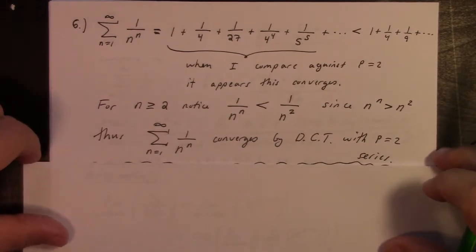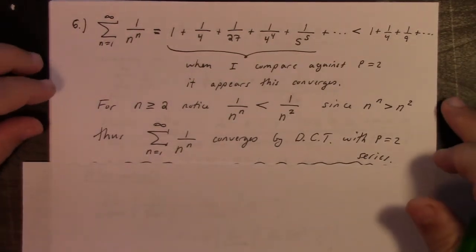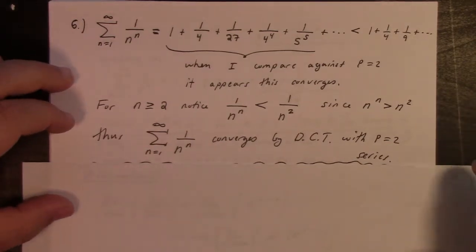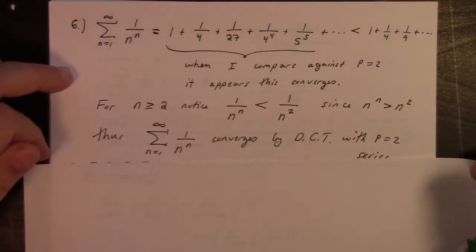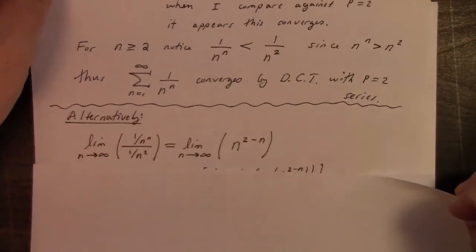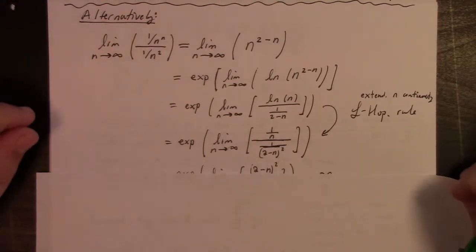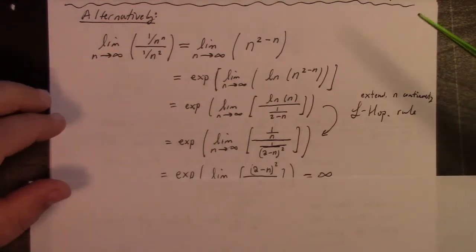So we could, changing gears here a bit, you have options. We could either use direct comparison or limit comparison. In this case, I found direct comparison to be more convenient. Oh, here's the alternative option. Here we go. Limit comparison looks like this here.